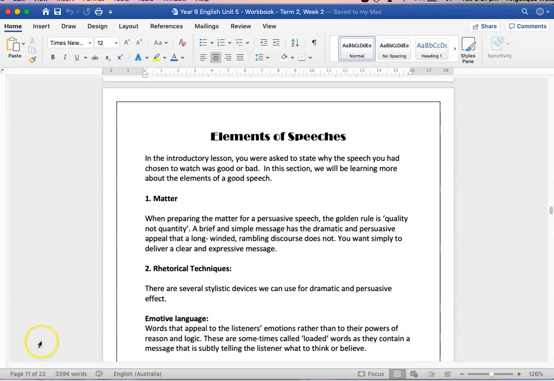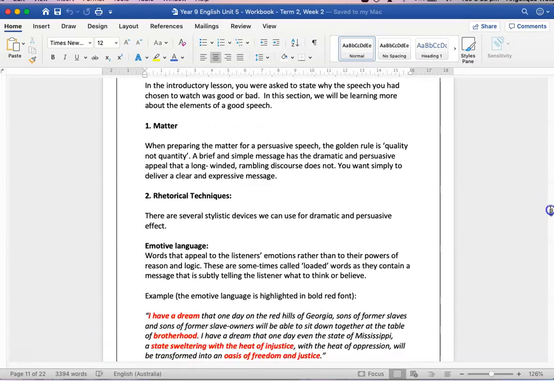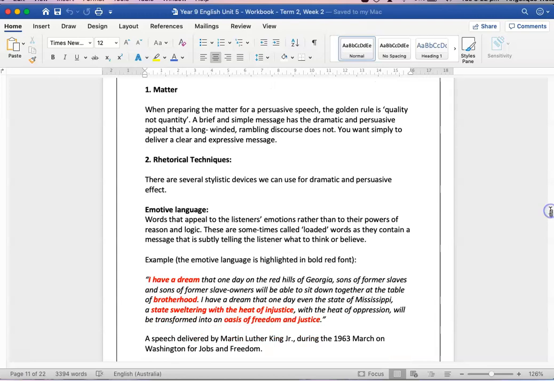Okay. Number 2. Rhetorical techniques. There are several stylistic devices we can use for dramatic and persuasive effect. Okay, the first of these is emotive language. You should already be familiar with emotive language because it is something that we discuss and teach you year on year in English. But let's just have a little bit of a recap of what emotive language is all about. As the name implies, emotive, emotions, it's words that appeal to the listener's emotions rather than to their powers of reason and logic. Okay?